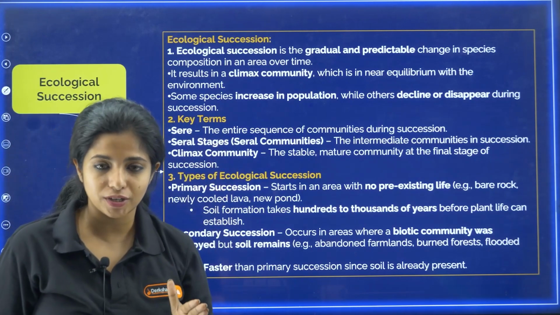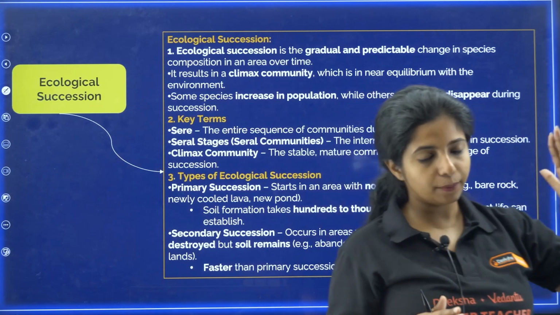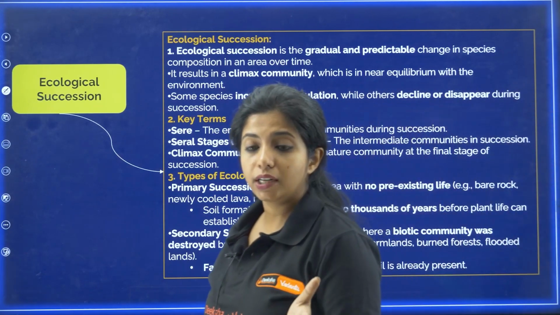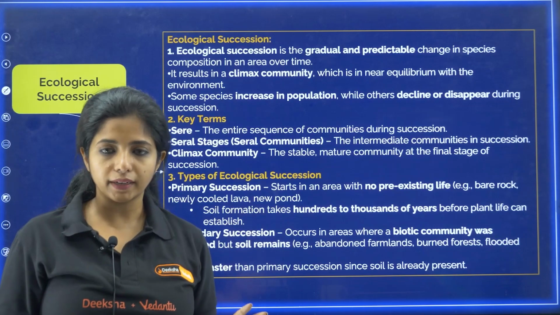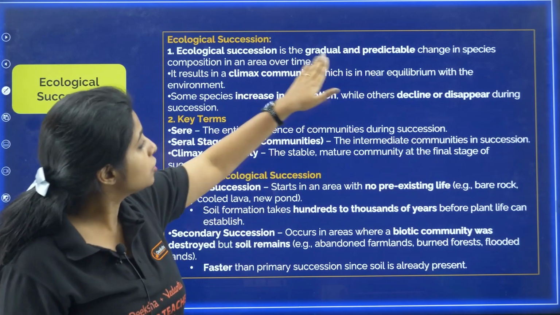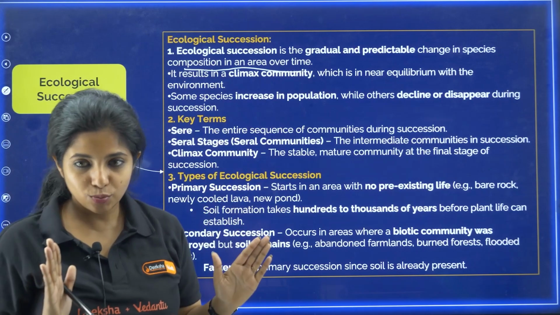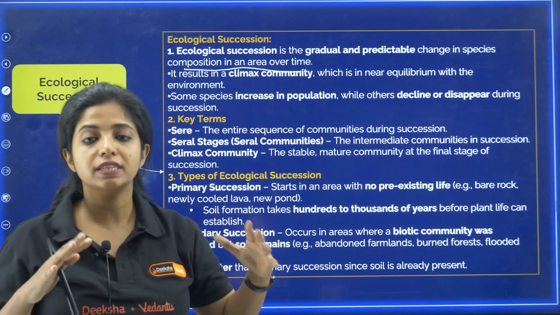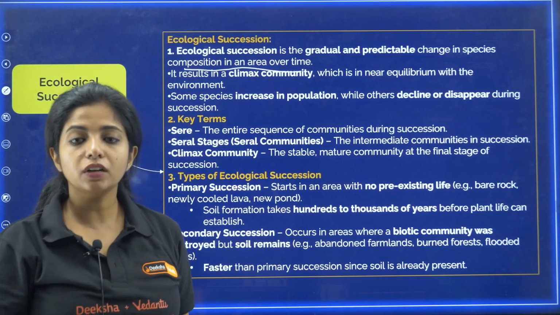Now, going ahead. Ecological succession. The next thing. So we studied productivity, then decomposition, then energy flow, and here we have ecological succession. What do you mean by that? It is a gradual and predictable change in species composition in an area over time. It results in a climax community, which is near equilibrium with nature.